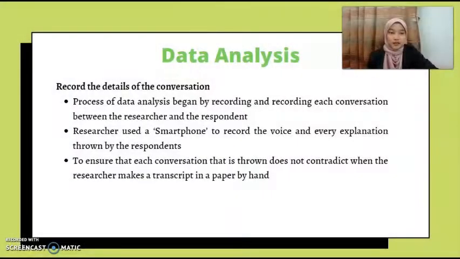We move to data analysis. The process of data analysis begins by recording each conversation between the researcher and respondent. During the interview, the researcher used equipment such as a notebook that contains several questions posed to the respondent. The researcher also used a smartphone to record the voice and every explanation given by the respondent.